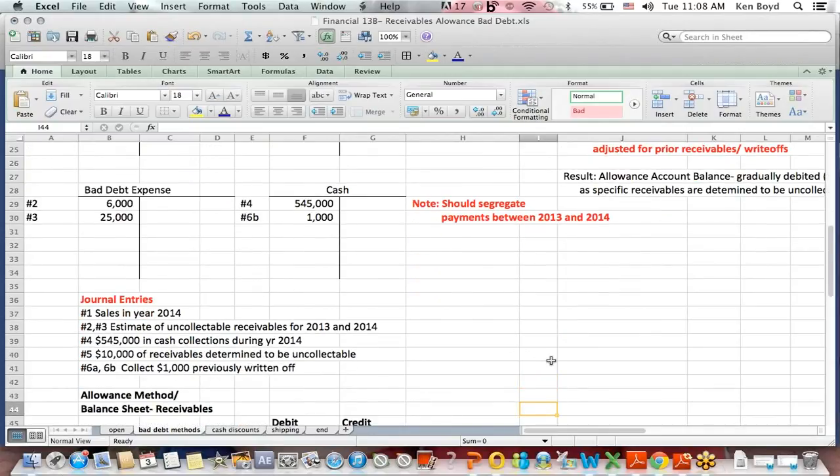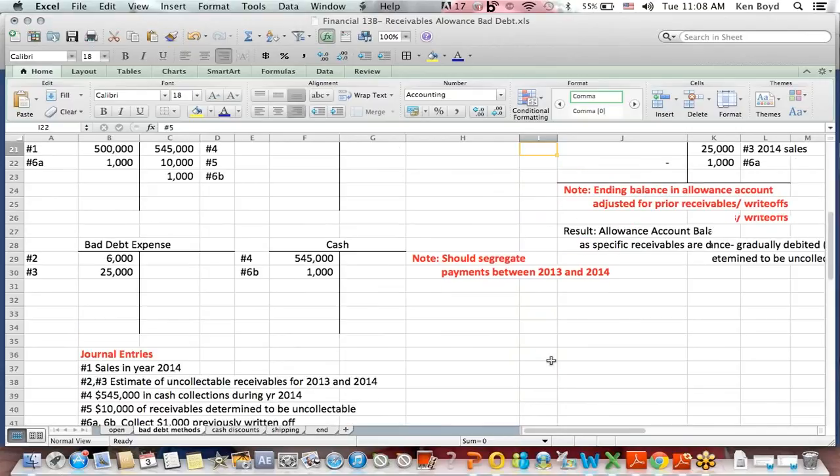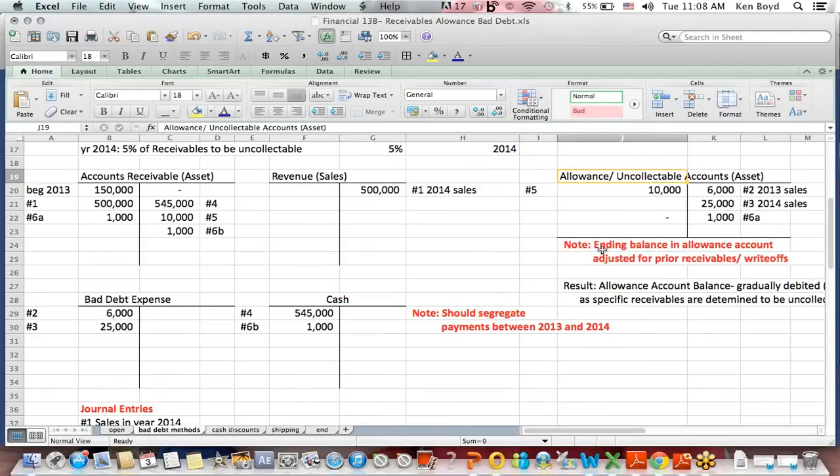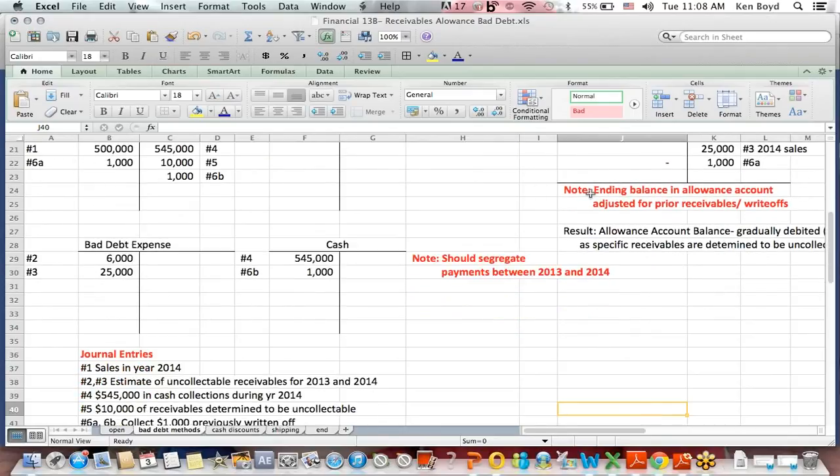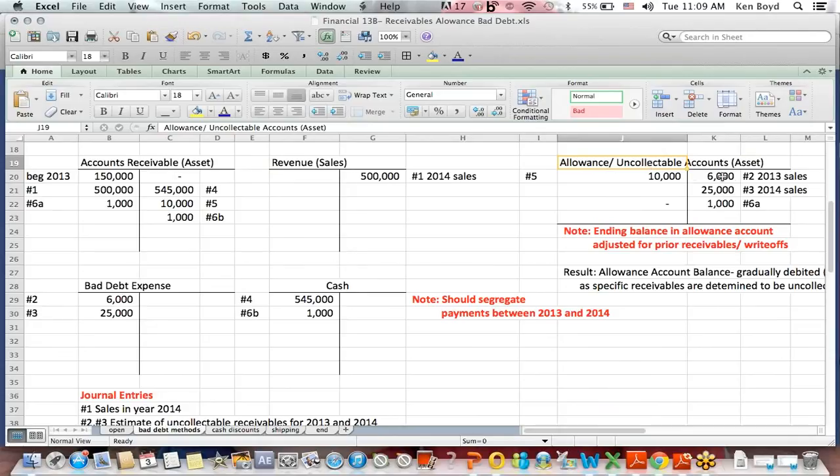Now, this example isn't perfect, and one thing I pointed out up here is that your allowance account at any point in time, the ending balance of your allowance account, should be the sum of all the receivables that you had and the estimate of bad debt for all of those receivables. So the allowance account should show the allowance for 2013 and 2014 sales remaining. You end up making adjustments to this balance so that your ending credit accurately reflects sales times that percentage uncollectible. Sales times the percentage uncollectible should be your ending credit balance in the allowance account.